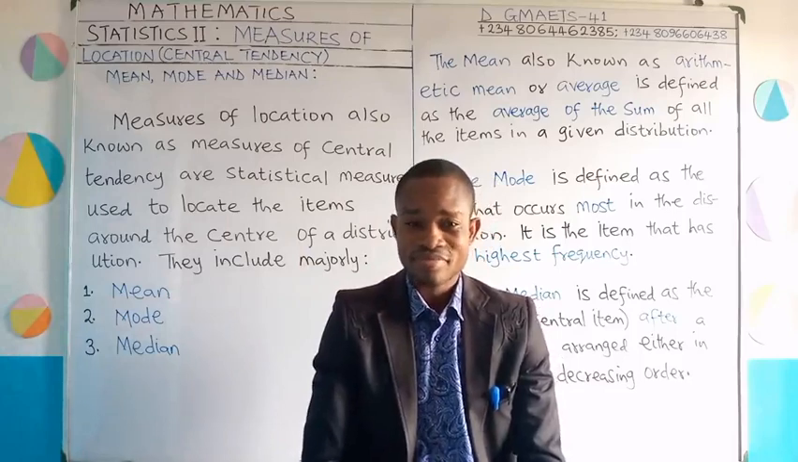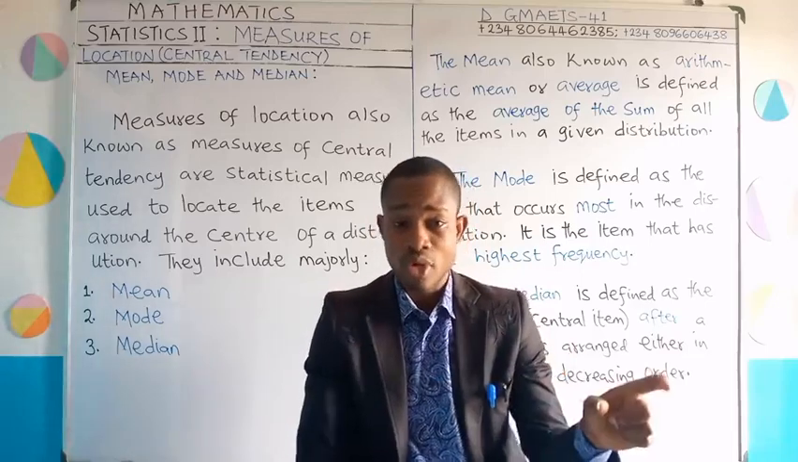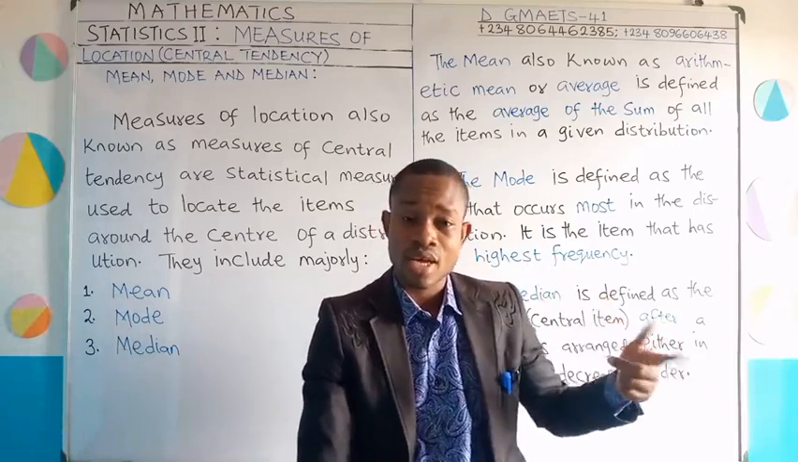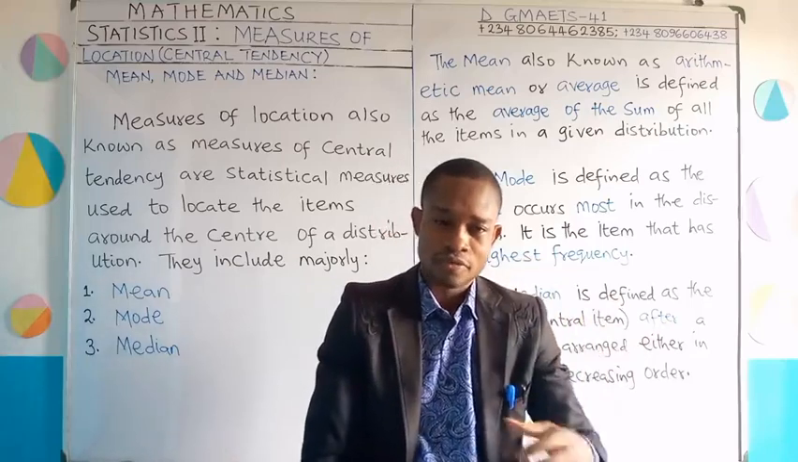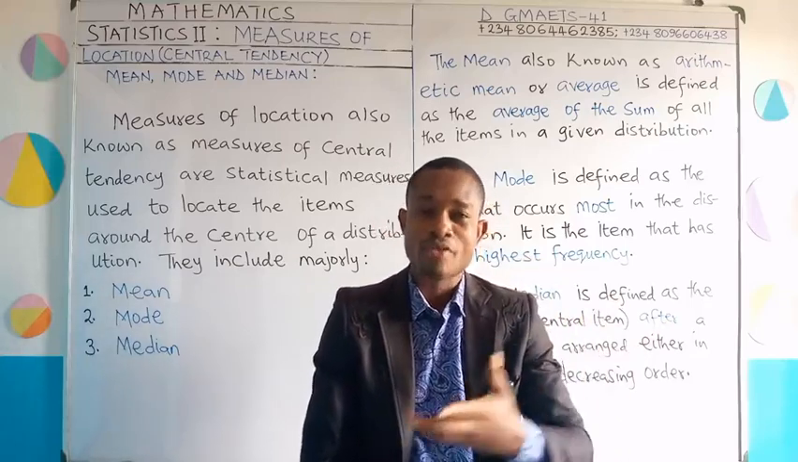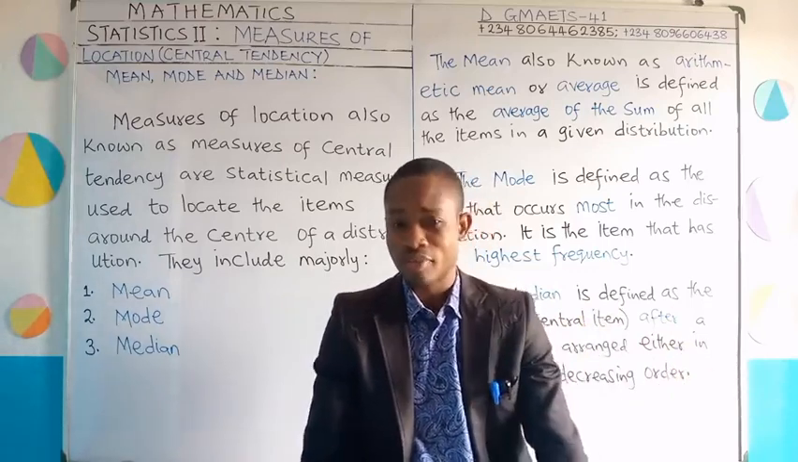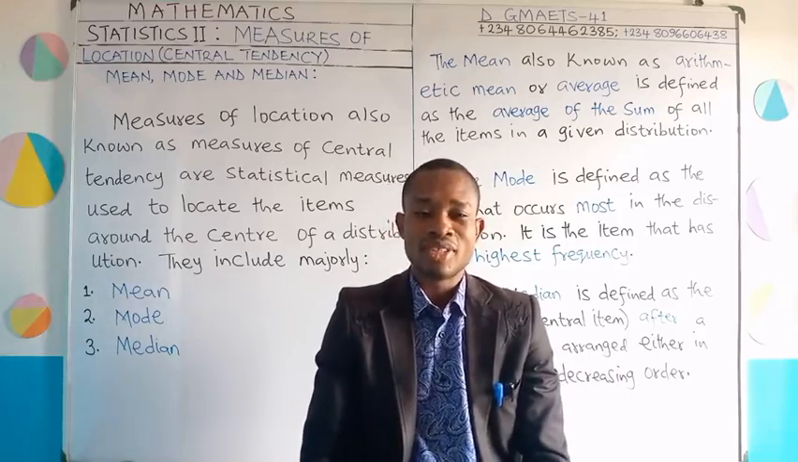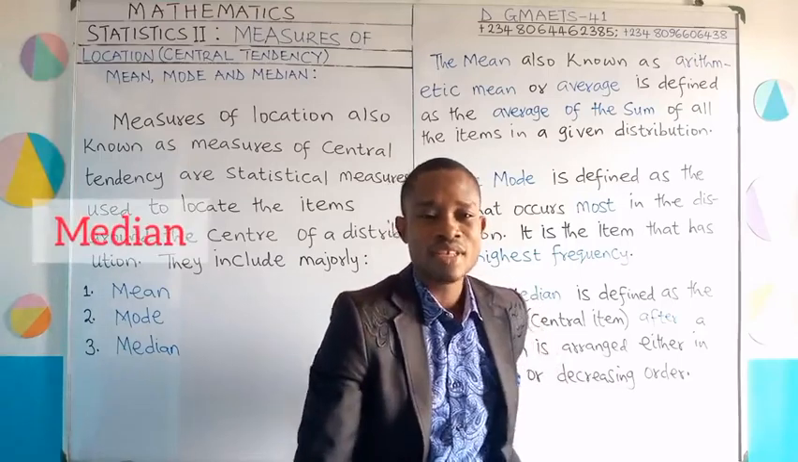Is that clear? Alright, we are going to also talk about the types of mode, but not now. When we start picking each of them to discuss and solve questions on them, I will explain the types of mode. Because we have what we call unimodal distribution, we have bimodal distribution and uniform distribution. We'll talk about them. Alright, can we now move on to the next measure of location, which is the median.